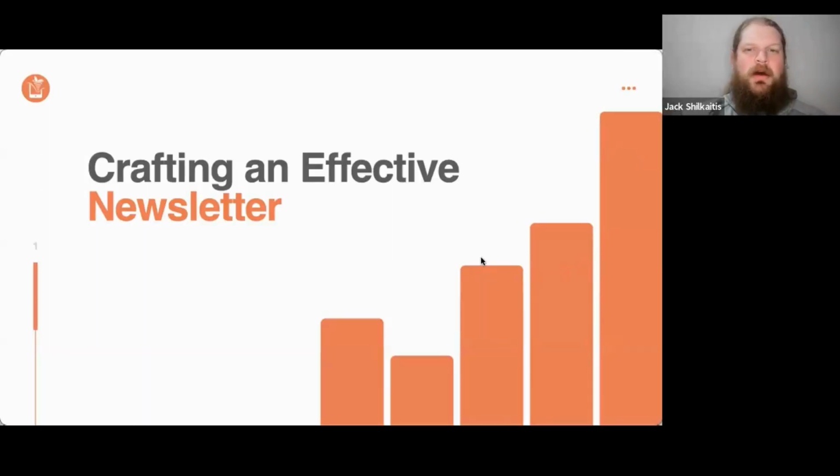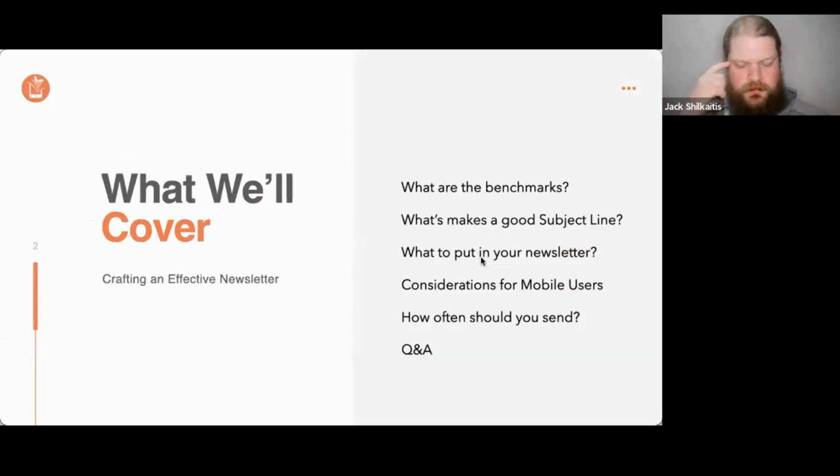So a little bit about what we're going to cover. Let's do an overview. First of all, we need to know what the benchmarks are. We're talking about an effective newsletter. Well, how do we measure effectiveness? So we're going to talk about those benchmarks first. Some of you might be familiar with these types of benchmarks. There are some generic benchmarks out there for things like open rates, click rates, and unsubscribe rates, that sort of thing.